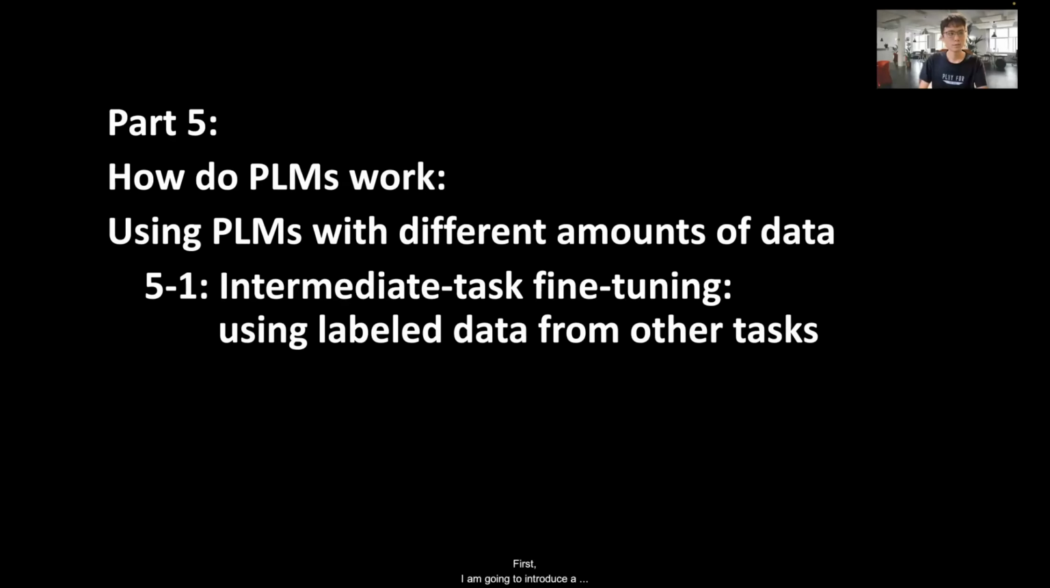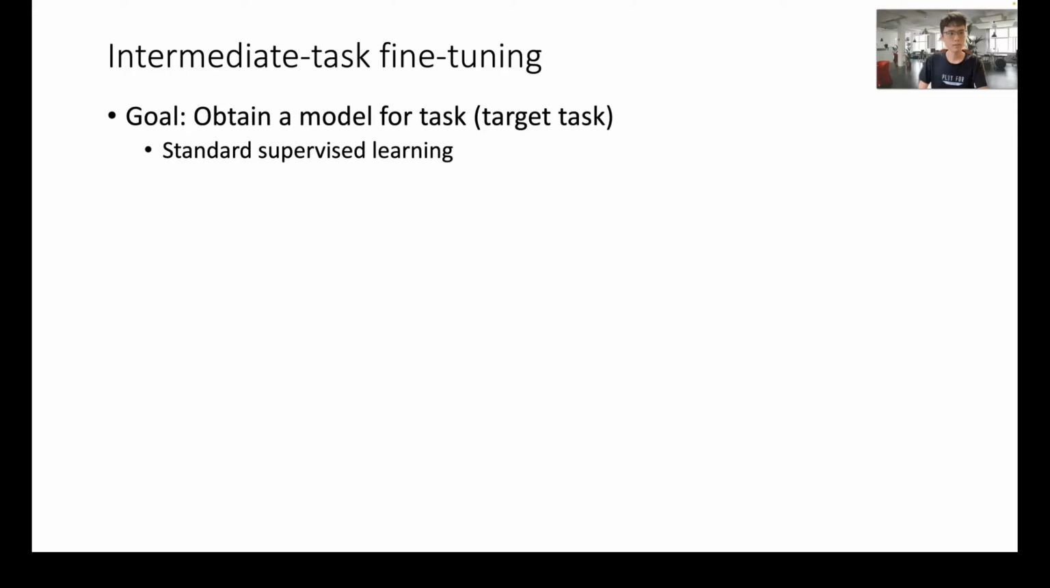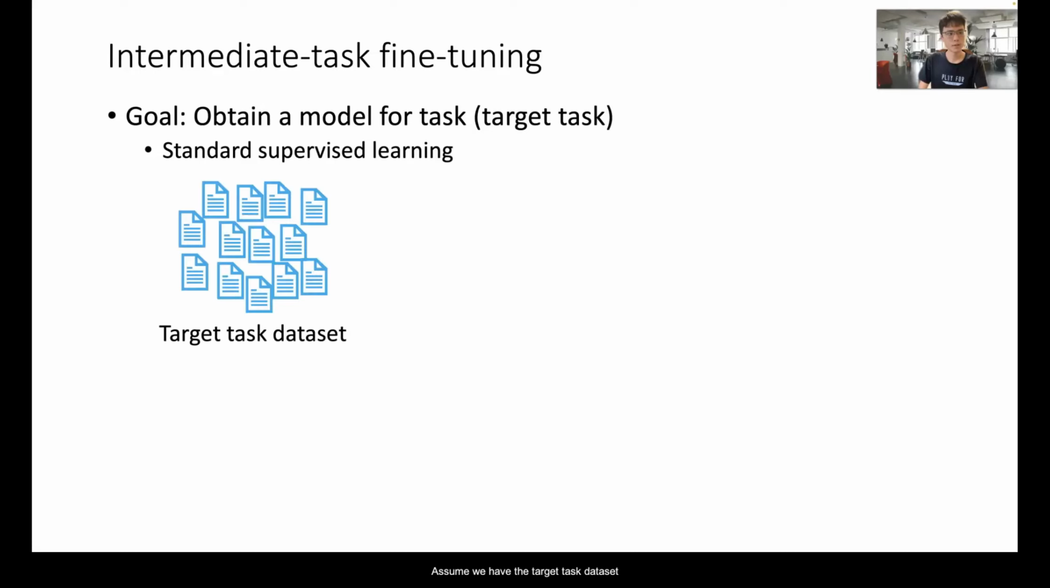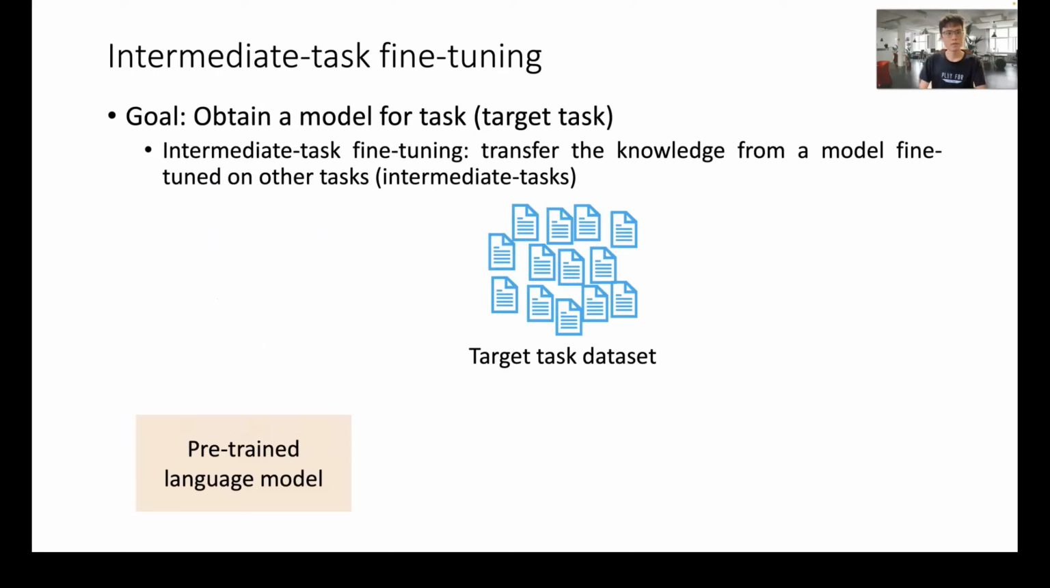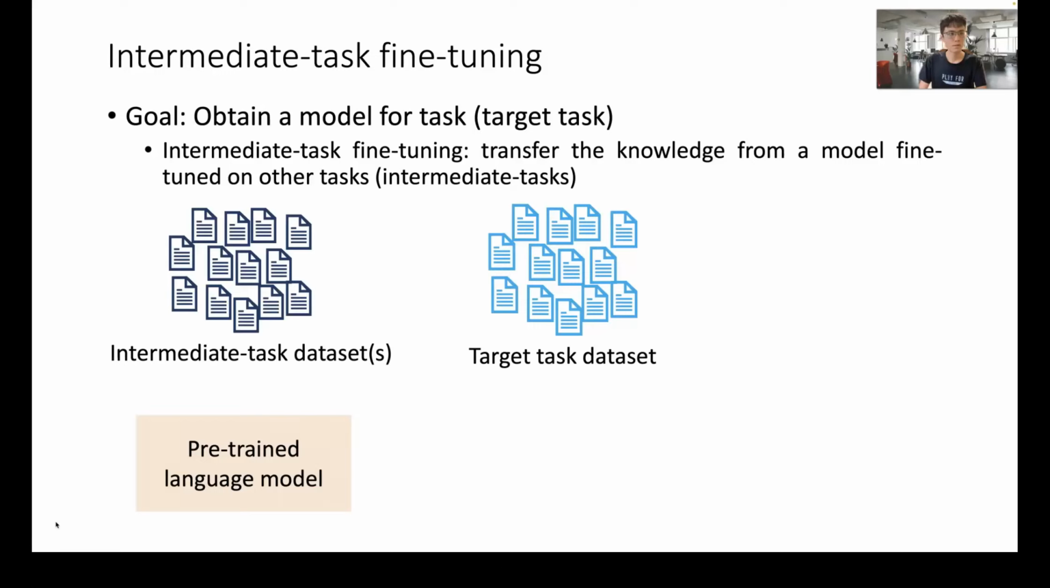So first, let's start with a special type of fine-tuning called intermediate task fine-tuning. Intermediate task fine-tuning uses the labeled dataset of other tasks to improve the performance of the target task. Assume that we have the target task dataset. In standard supervised fine-tuning, we just fine-tune the pre-trained language model using standard fine-tuning or the parameter-efficient fine-tuning method introduced in the previous part. However, in intermediate task fine-tuning, we further assume that we have the labeled dataset for other tasks.